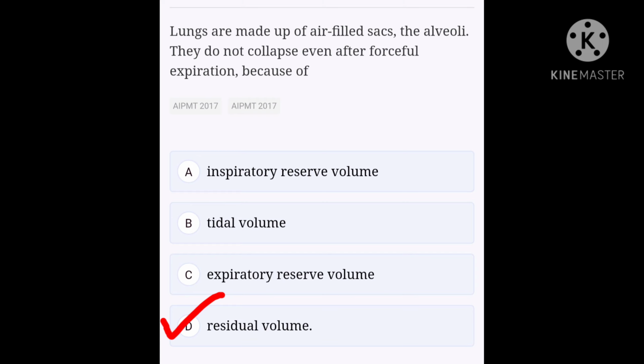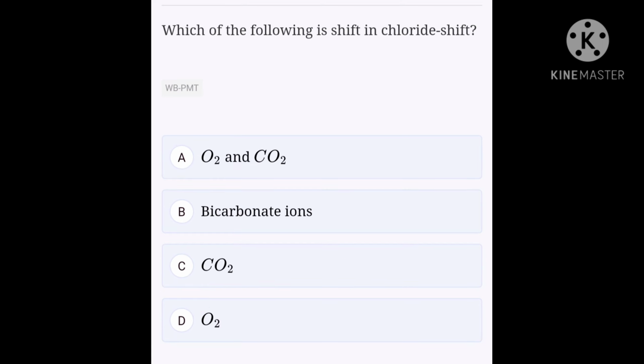Okay, next question. Which of the following is shifted in chloride shift? Option A oxygen and carbon dioxide, option B bicarbonate ions, option C carbon dioxide, option D oxygen. In chloride shift, exchange of bicarbonate ions of erythrocytes and chloride ions of plasma is called chloride shift. So the right option is B, bicarbonate ions is the right answer. Okay, next question.